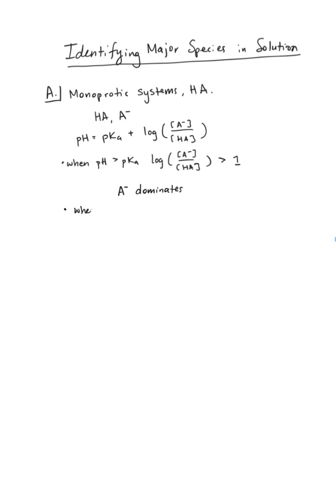Similarly, when the pH of our solution is less than the pKa of our monoprotic weak acid, that must indicate to us that the log of this ratio of A- concentration to HA concentration is negative. If the log of this ratio is negative, that must mean that the numerator is smaller than the denominator, and HA dominates.